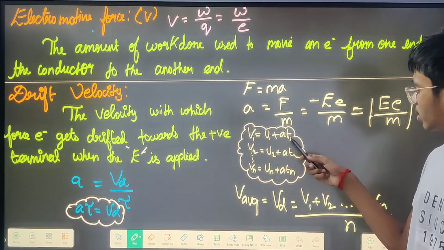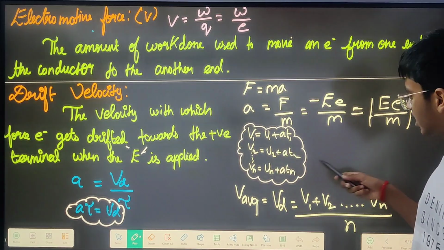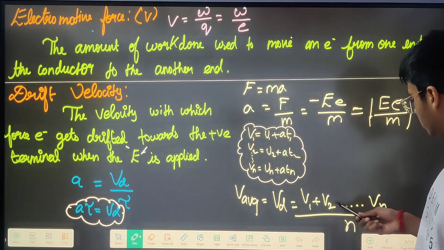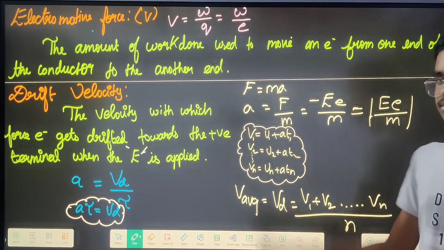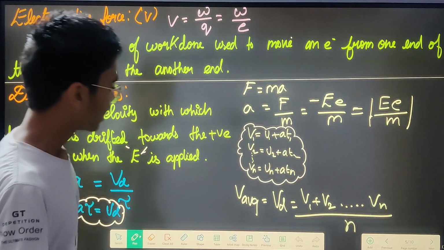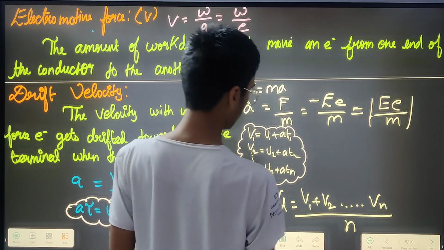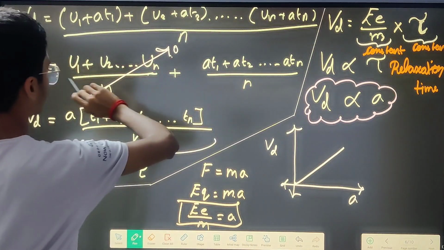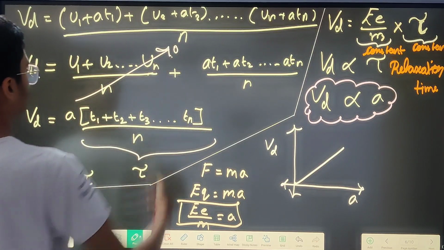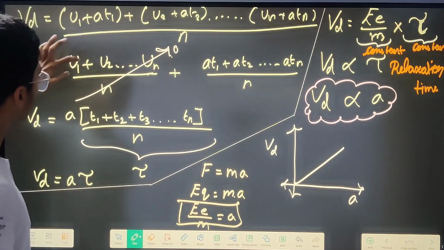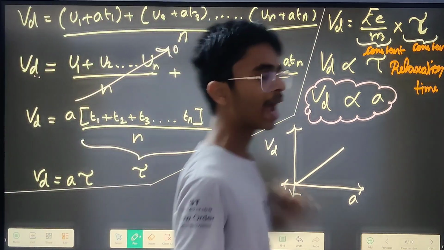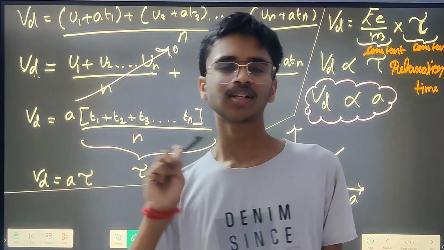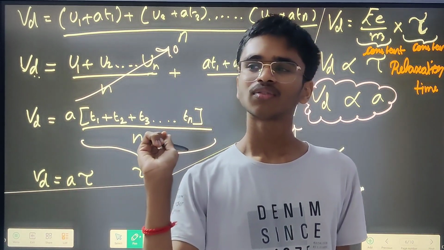So V1 is equal to U1 plus AT1, V2 is equal to U2 plus AT2, Vn is equal to Un plus ATn. So V average is equal to Vd is equal to (V1 plus V2 up to Vn) whole divided by n. So you are going to add all these terms. The total of the initial velocities U1 plus U2 and so on is actually 0, because the initial velocities of electrons will be very less only, and they will be in a free path.